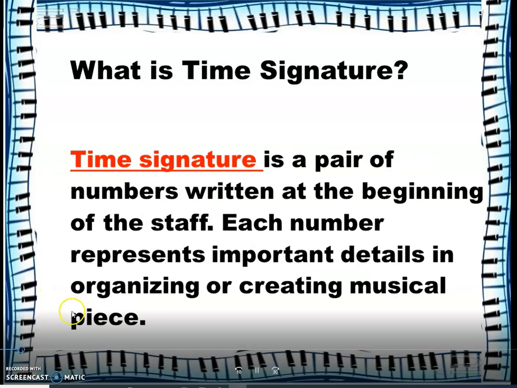Now, let's go to the time signature. Time signature is a pair of numbers written at the beginning of the staff. Each number represents important details in organizing or creating a musical piece.